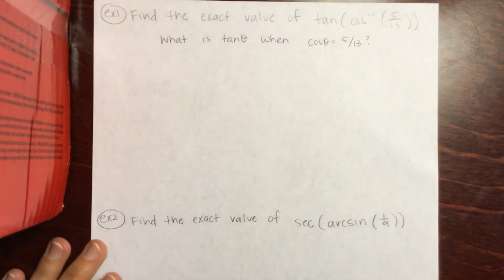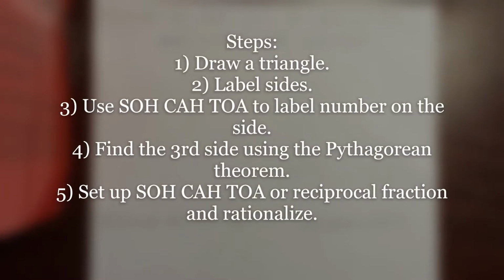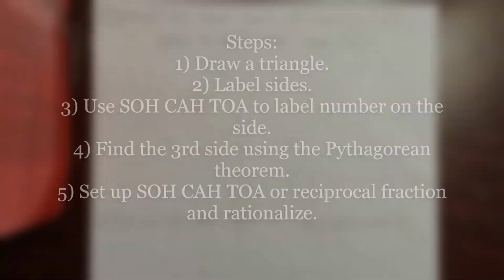We've answered this over and over again in this class so far. They're saying, give me the tangent fraction, I'm giving you the cosine fraction. We know how to do this. Let's use triangles, just like we've done before. We're going to draw a triangle, label the sides, use SOHCAHTOA to label the numbers on the sides, use the Pythagorean theorem to find the third side, and then we will set up our SOHCAHTOA fraction and reciprocal if we have to, and rationalize if you need to.